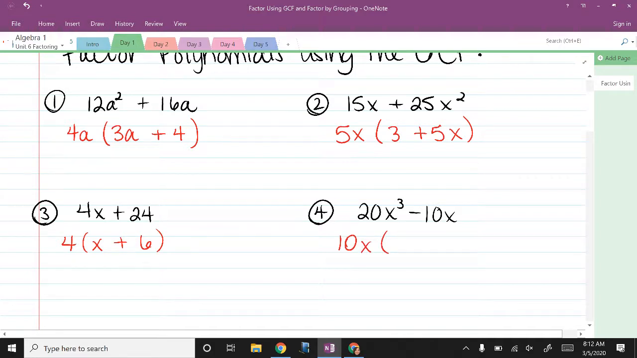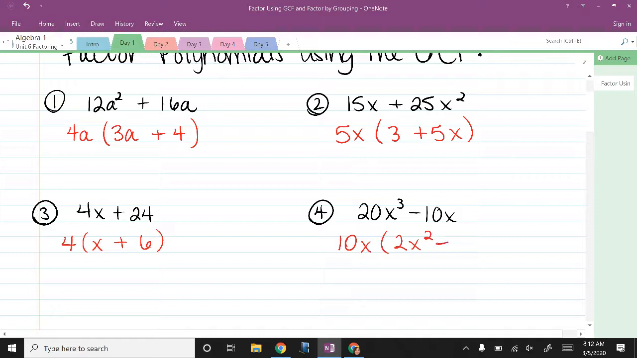So parentheses, what times 10x is 20x to the third? I need 2, and I need 2 x's, right? Because 1 plus 2 is 3. Are you with me? All right, minus.